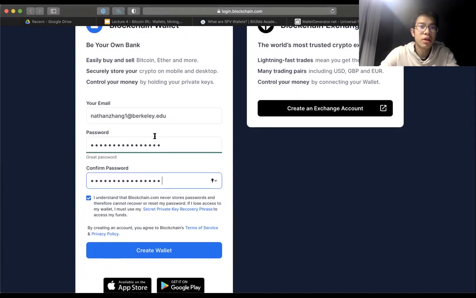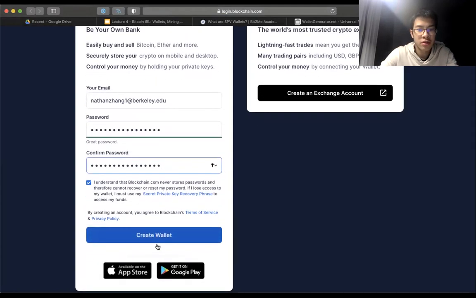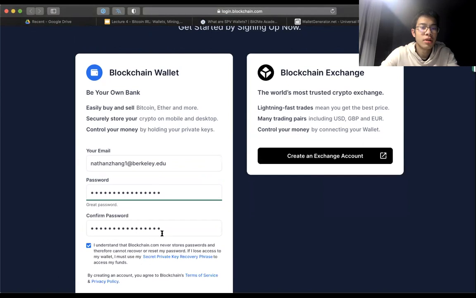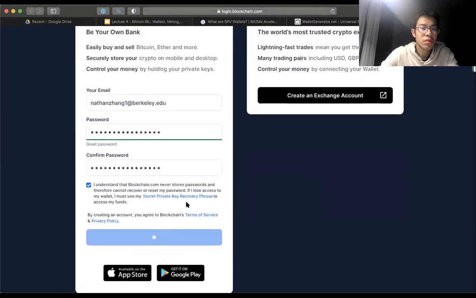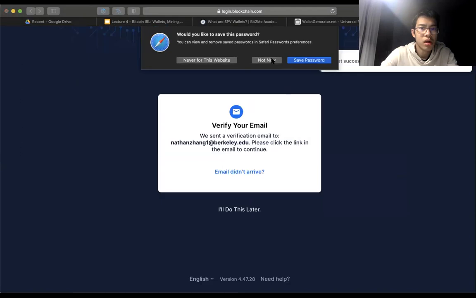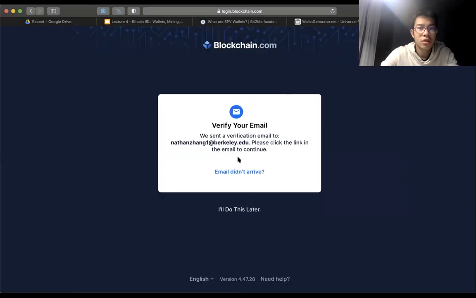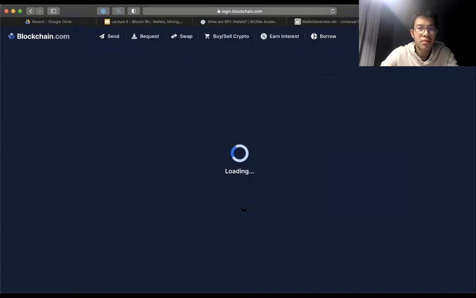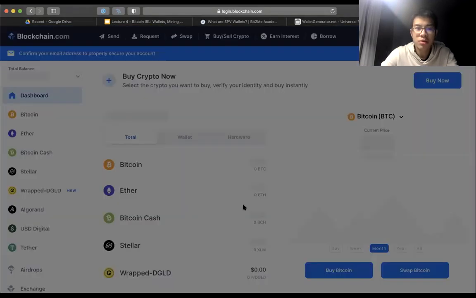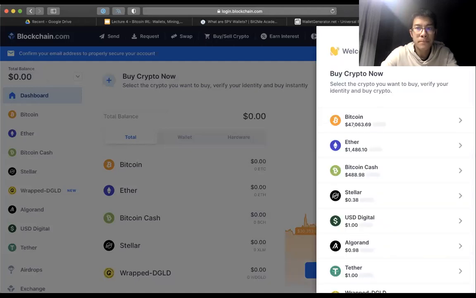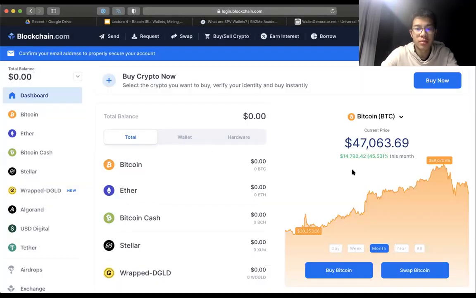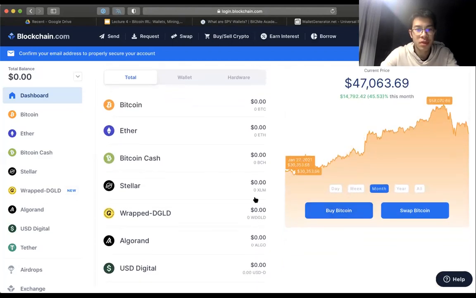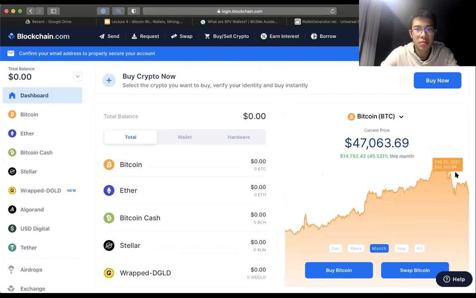So then you could make your own blockchain wallet. You could also do it on your phone if you want to. And just wait a bit. You want to verify your email. This is pretty much just making another account. As you can see, it's probably less secure, but it's definitely a lot more convenient because you can even buy Bitcoin if you want to try that. And Bitcoin is almost at 50K.